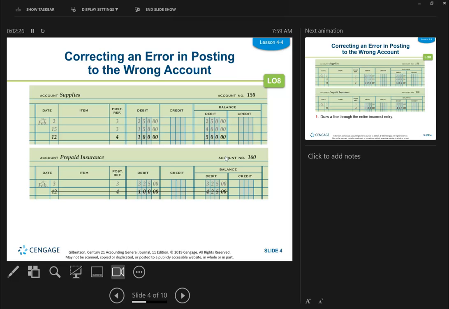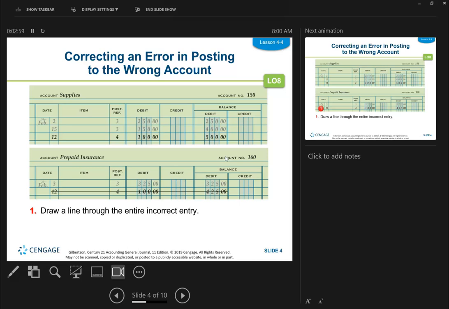So what happens if you have an error in your ledger? You put the transaction into the wrong account, right? So here, we shouldn't have put this $100 debit into prepaid insurance. Instead, it should have gone into supplies.